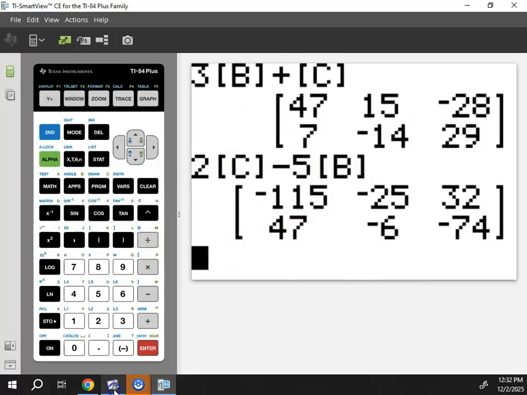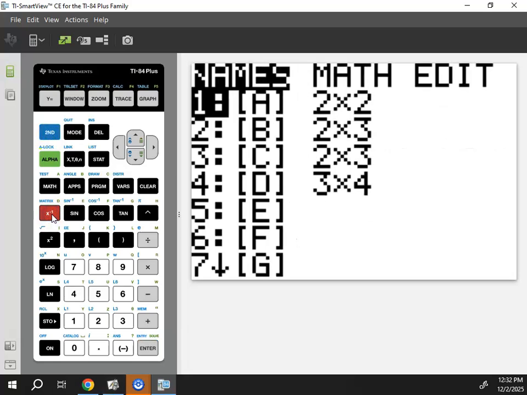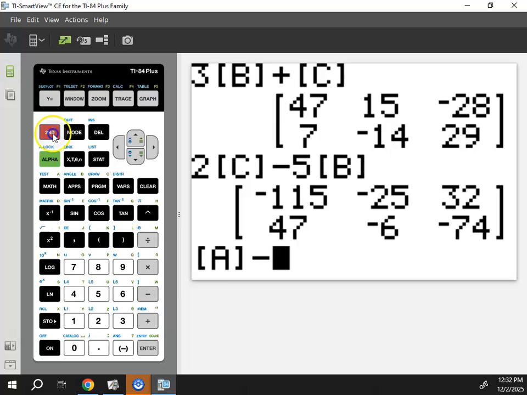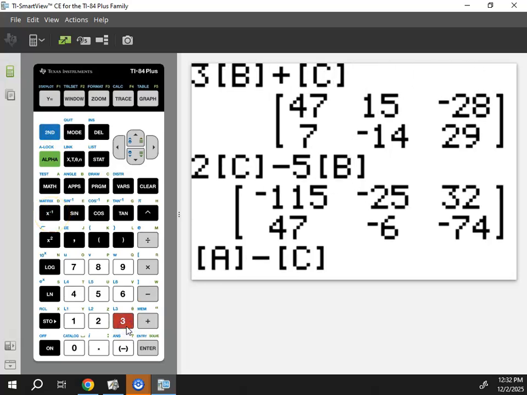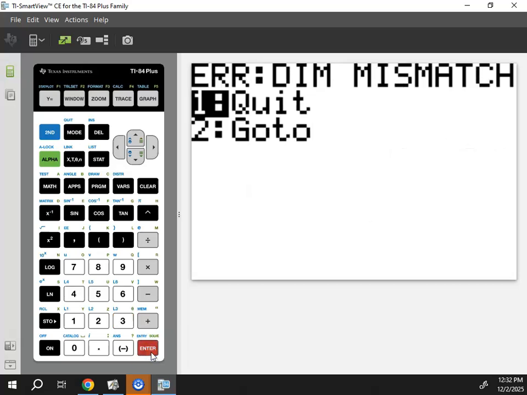All right, so then I'm going to do A minus C. So A minus C, and I get that. So the nice thing is it doesn't just tell me syntax error, just some error. It says dim mismatch. That means the dimensions don't match.